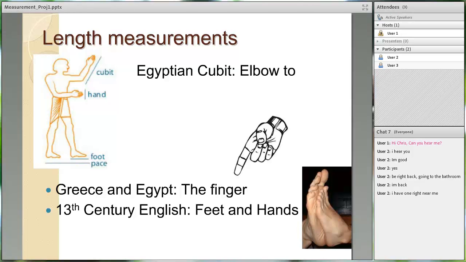Or some people would do the length of a pace or how many hands, but we know these aren't great because all of these things vary from person to person.